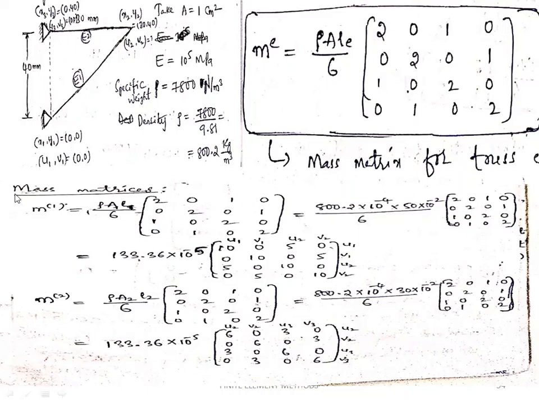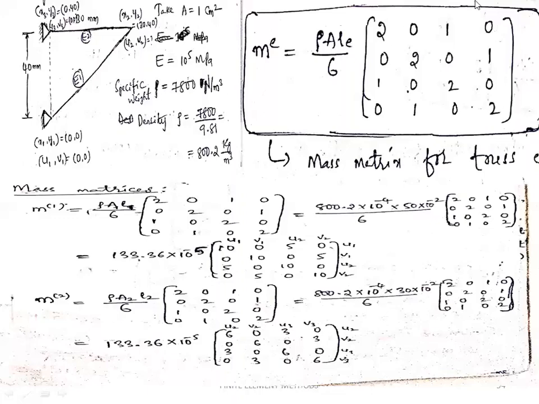For the first element, the mass matrix formula is rho A L by 6. We need to know rho, because it is common for the first and second element, that is 800.2. That rho is common for rho 1 and rho 2. Similarly, area is also common for elements 1 and 2, given as 1 centimeter square. And the lengths we calculated in the previous slide: L1 is 50 into 10 power minus 2, and L2 is 30 into 10 power minus 2, the lengths of the first and second element, divided by 6.